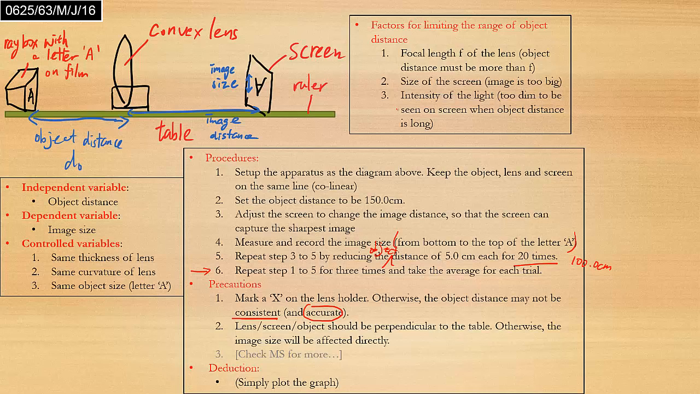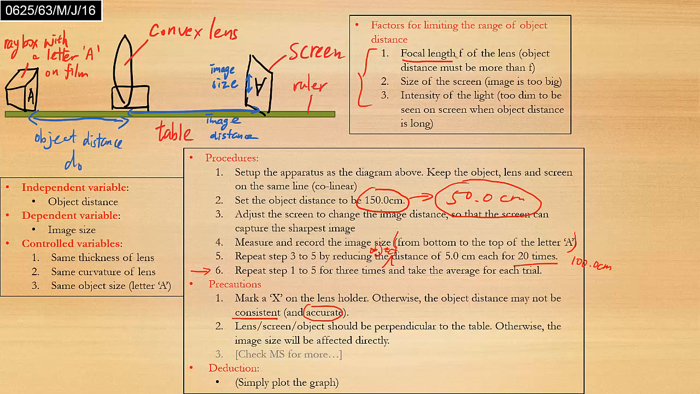For the factor, if you look at the question, this one is pretty interesting and special for this question, so make sure you really check the instruction. It asks us what are the factors for limiting the range of the object distance. That means when we set the object distance, although I say it's 150 cm and it's supposed to go to 50.0 cm, I'm not entirely sure whether or not this range is 100% effective. Probably it could be limited by certain factors. So these are the examples.